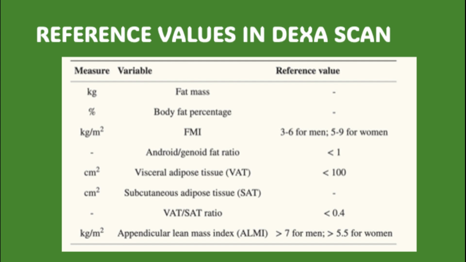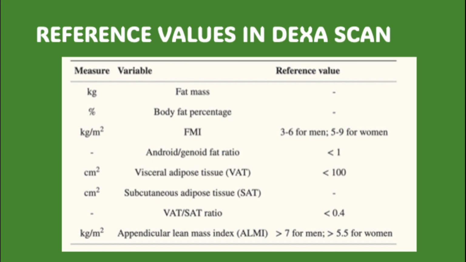Then reference values for DEXA scan, very important for risk stratification. So DEXA scan will give you fat mass in kilograms, it will give you body fat percentage, it will give you a fat mass index. I told you it is 3 to 6 for men and 5 to 9 for females. Android to gynoid fat ratio, very important, is like what we are doing with waist to hip ratio. Same thing is android to gynoid ratio in DEXA scan, which is less than 1.